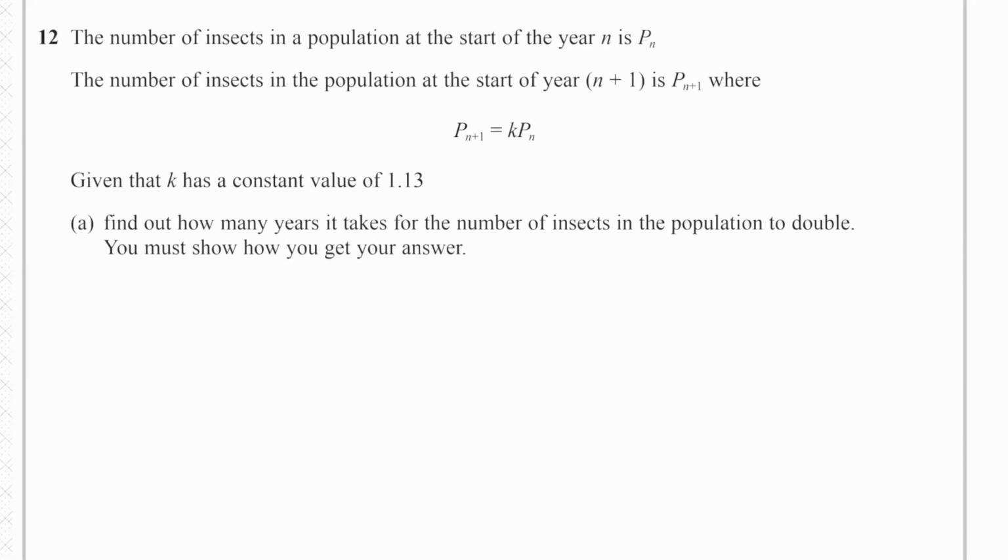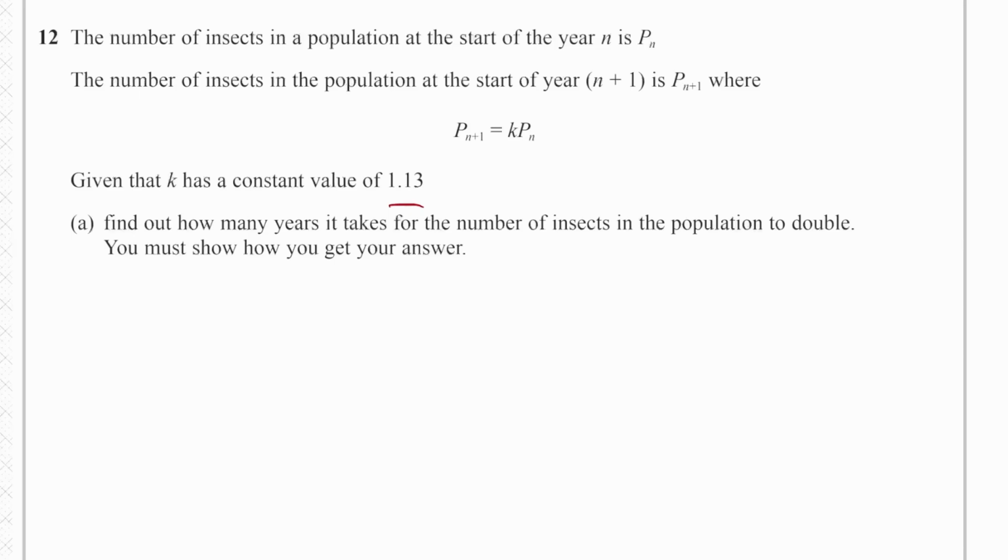Question 12. The number of insects in a population at the start of the year n is Pn. The number of insects in the population at the start of the year n plus 1 is Pn plus 1, where Pn plus 1 equals K Pn. Given that K has a constant value of 1.13, find out how many years it takes for the number of insects in the population to double. You must show how you get your answer.